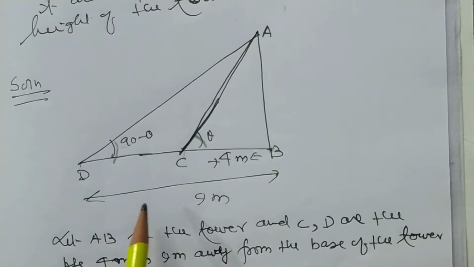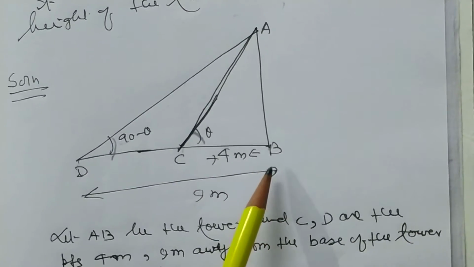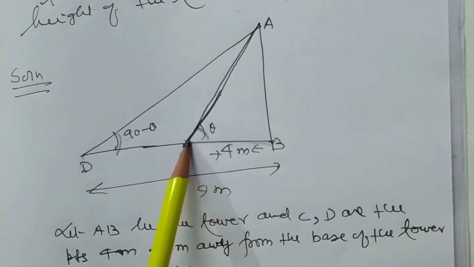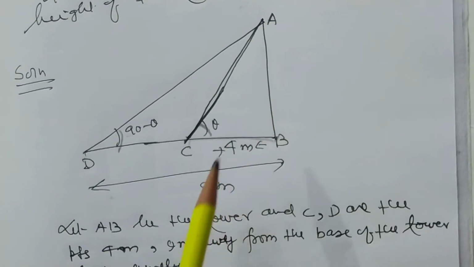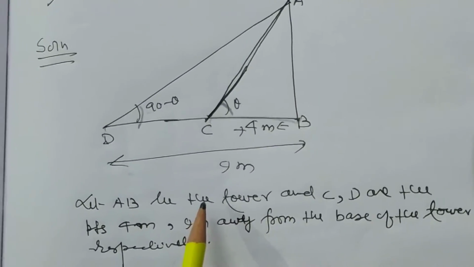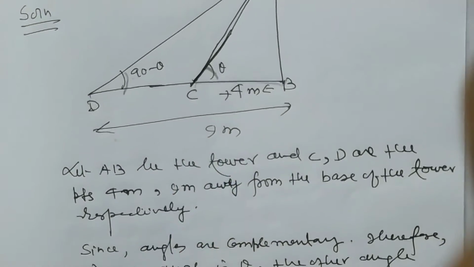This problem is very, very important for multiple type of question. Suppose BC is A and BD is B. Then what will be the height? So you try to think in your mind this particular problem.